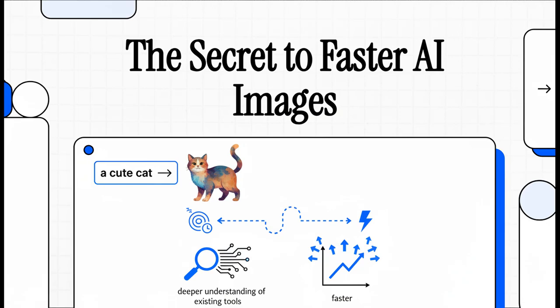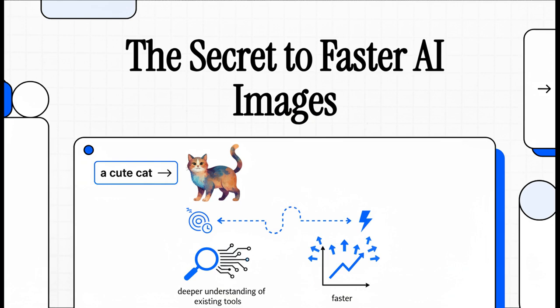Have you ever just sat back and wondered how an AI can take a simple prompt, like a cute cat, and spin it into a stunningly realistic image, almost in the blink of an eye? I mean, it really feels like magic. But behind that magic is this incredibly powerful process. And for a long time, that process had one huge problem. It was just so slow.